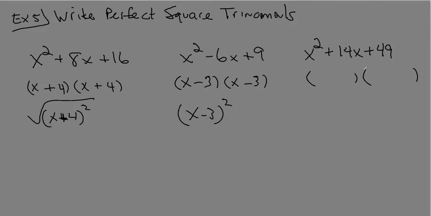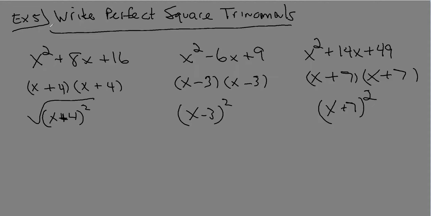Lastly, another perfect square trinomial. What do we know? x and x, positive, positive, 7, 7. Therefore this becomes x plus 7, and then we square it. Now the task at hand is that we have to write perfect square trinomials. And how do we do that?